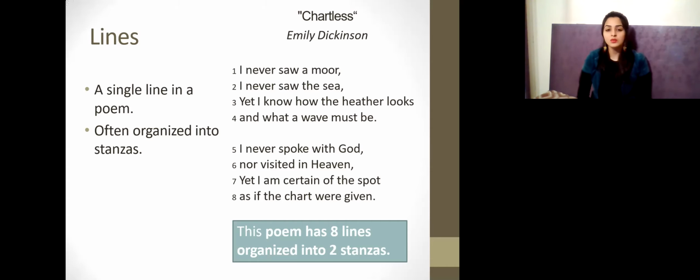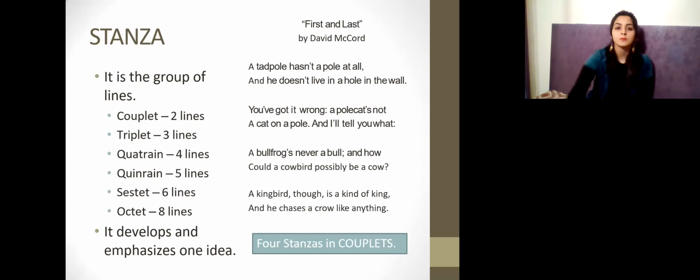They are organized into two stanzas. The first 4 lines make the first stanza, and the next 4 lines make the second stanza. So you got what is a stanza? That means one rhyme is connected to it. Like you can see moor, look, see, be, God, spot, heaven, given. So these are the rhymes that are there, and one stanza has 4 lines. So lines is one element of poetry. The first element of poetry is lines.